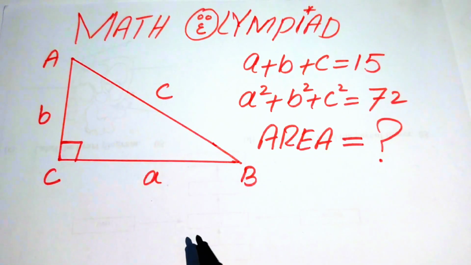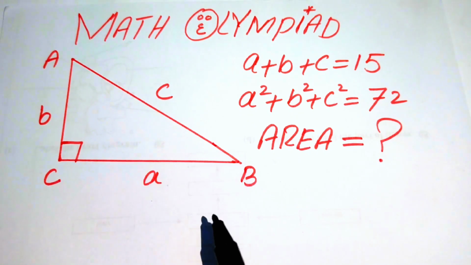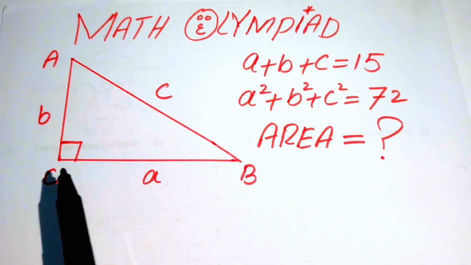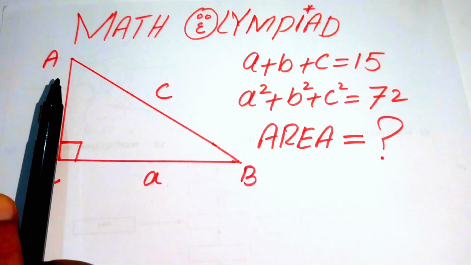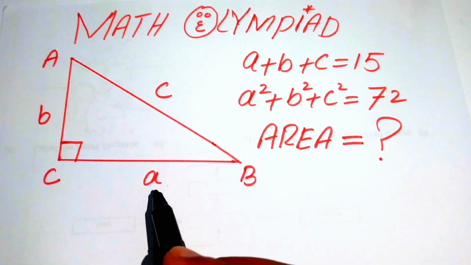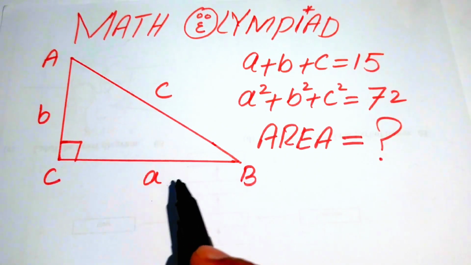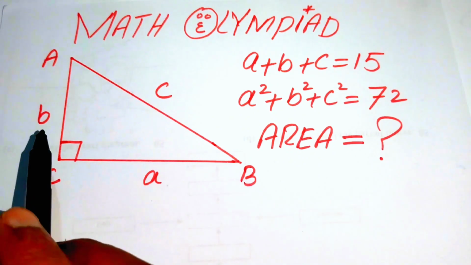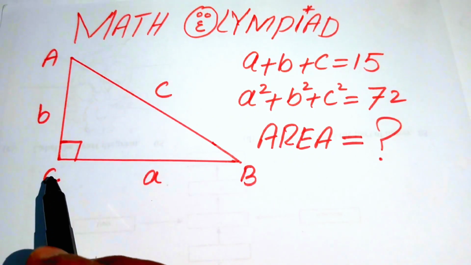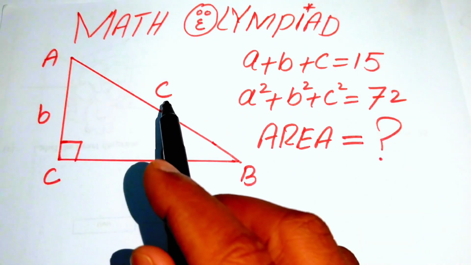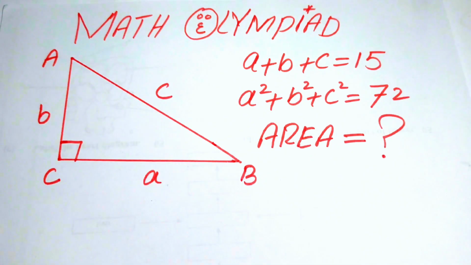In this video, we are going to solve this nice math Olympiad geometric challenge. And here we have a nice right triangle ABC. We denote the side opposite to the vertex A by small letter a, the side opposite to vertex B by small letter b, and the side opposite to the vertex C by small letter c.